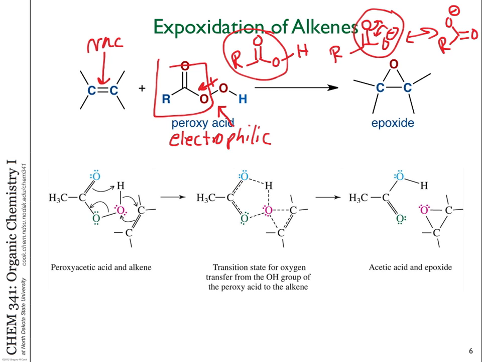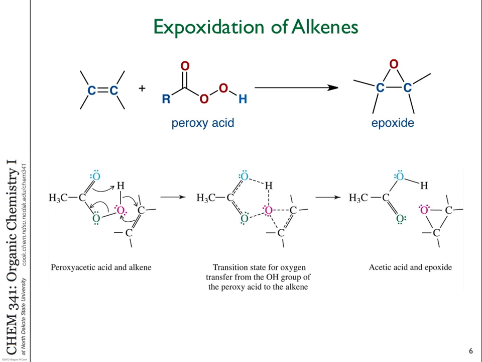But the nice thing about this reagent, any kind of peroxy acid, it could be peracetic acid, so R could be a CH3. There's one which is referred to often as MCPBA. Actually, it's a little more complicated. Metachloroperbenzoic acid. This is the structure for that. That's used for this kind of reaction.